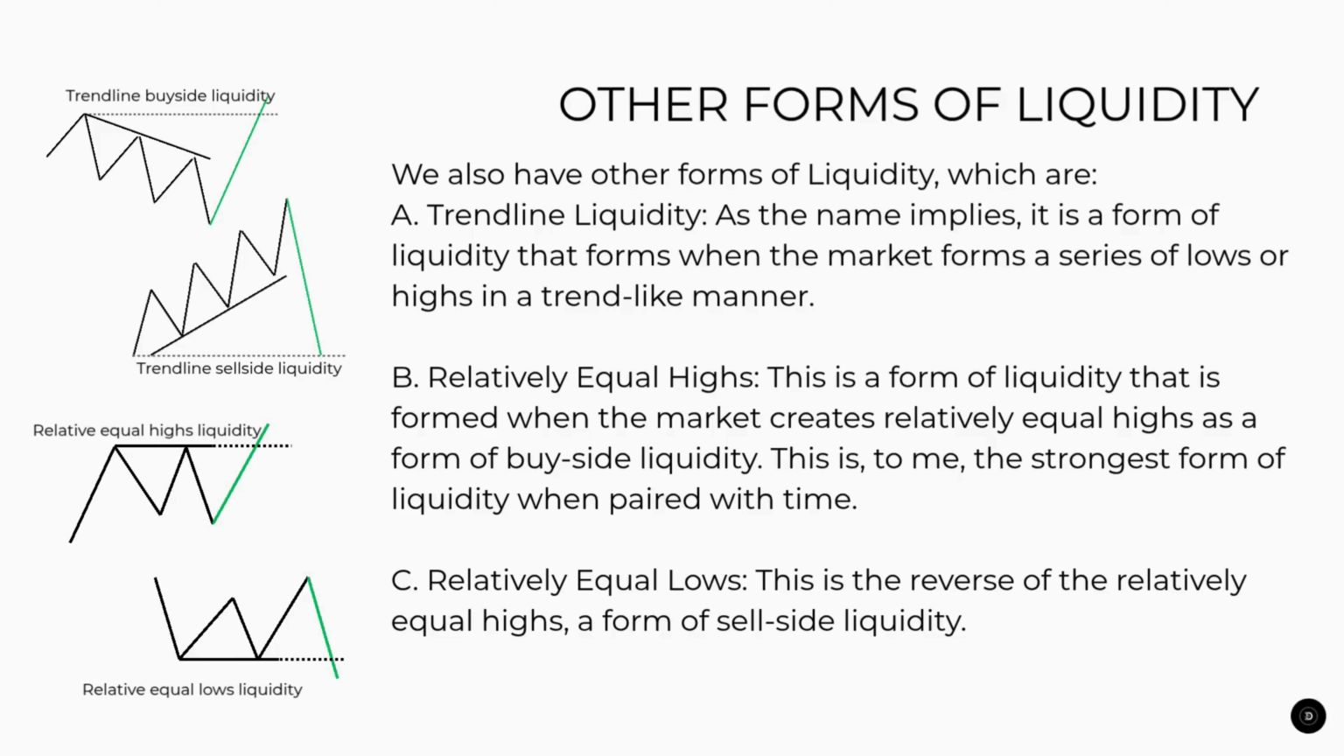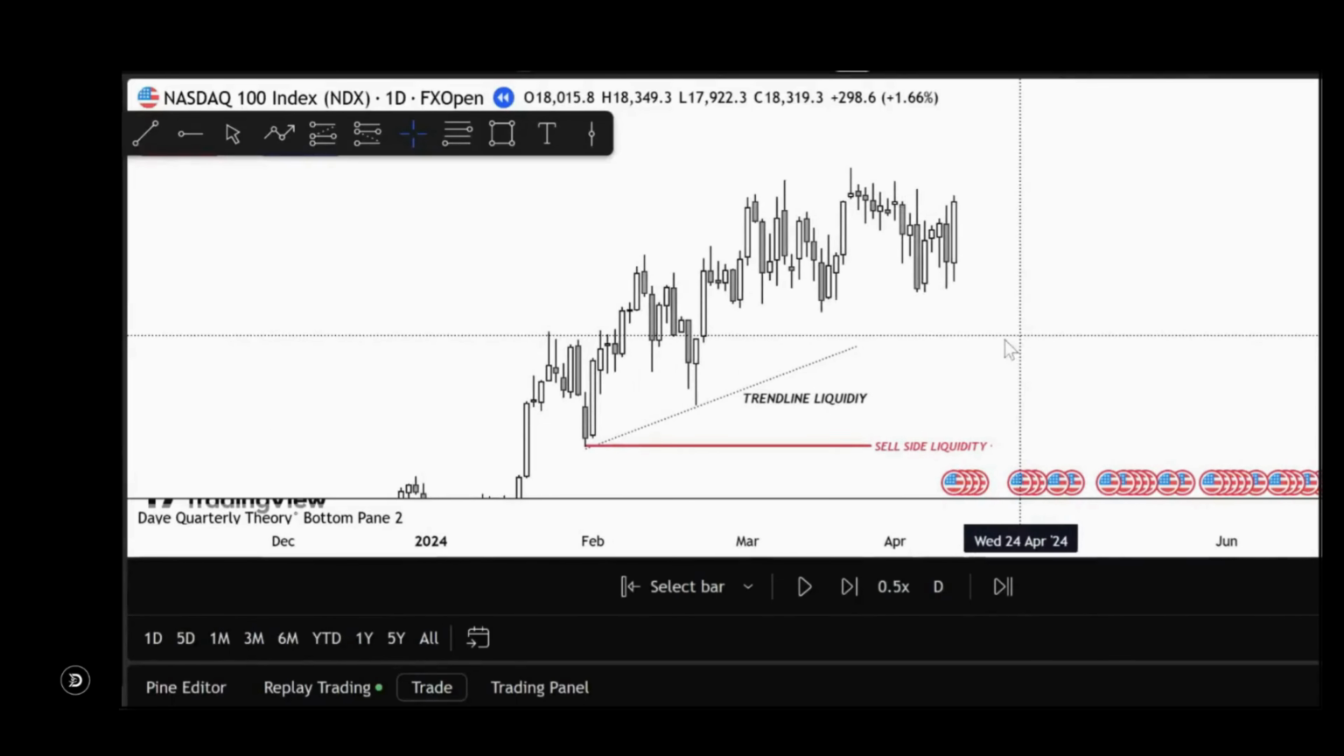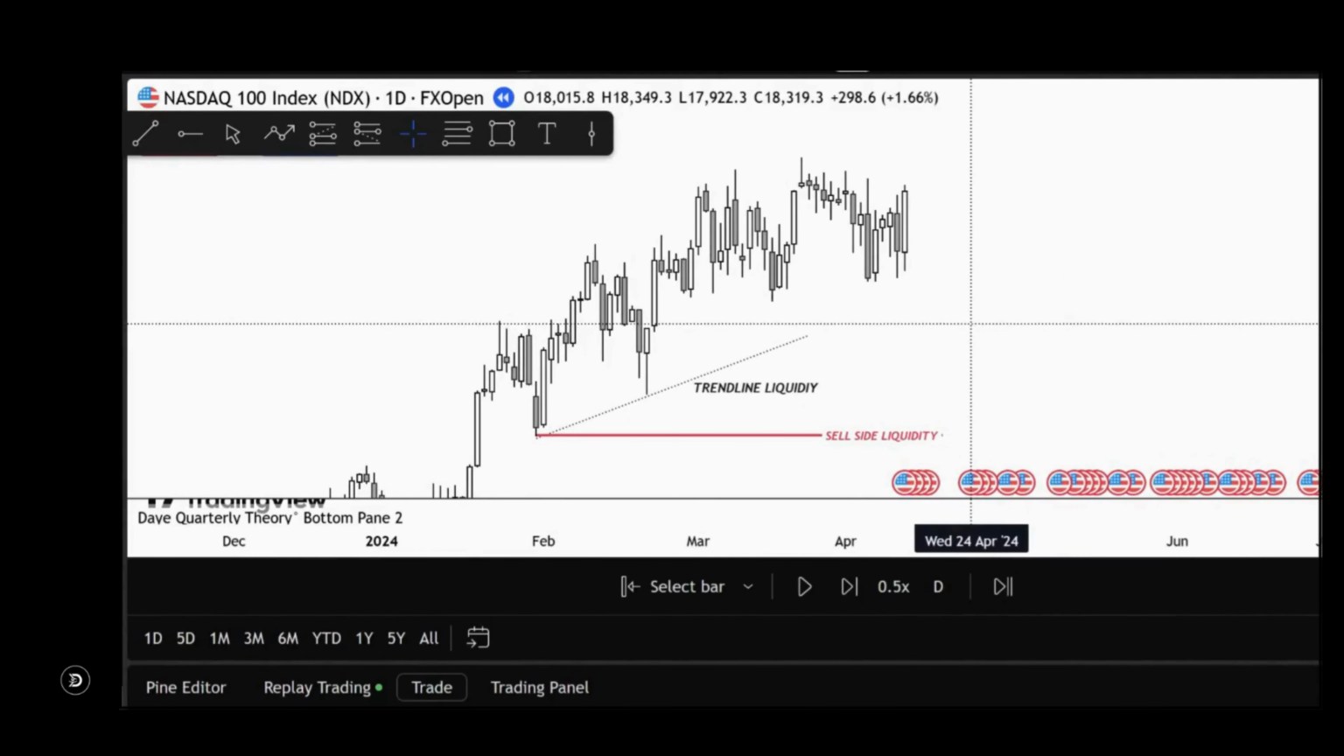And the same thing for relatively equal lows, right? We have this double bottom here, and then price comes back, smacks through these lows, and takes out all the sell side liquidities resting below these lows. All right. So now we have an understanding of what trend line, relatively equal highs and relatively equal lows liquidities are. Let's move forward to a video where we could see that in play, right?